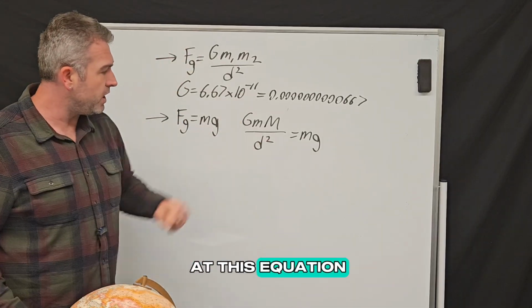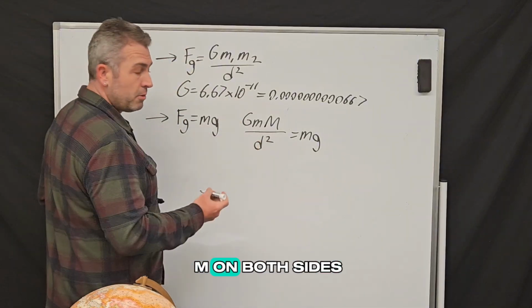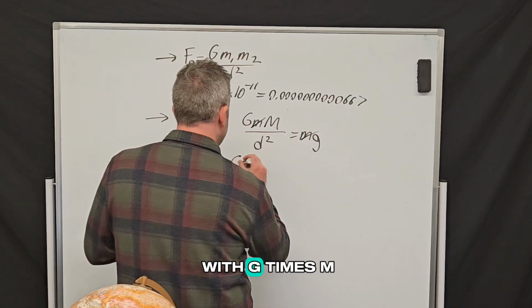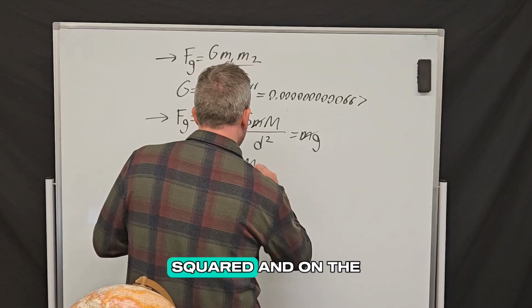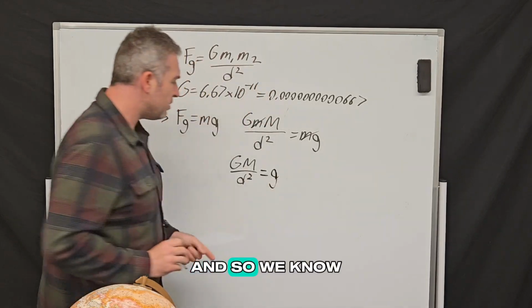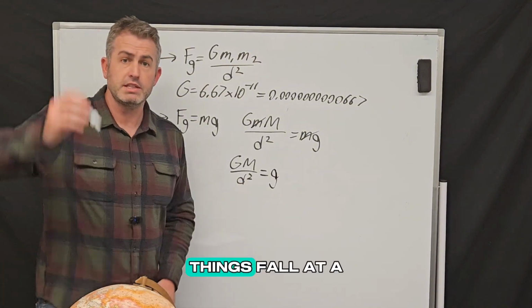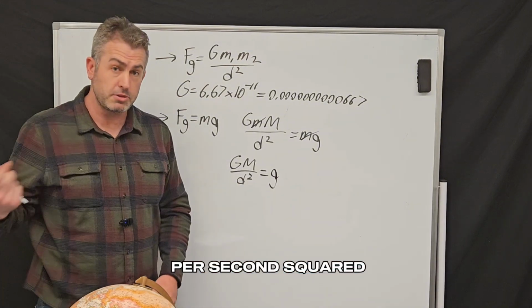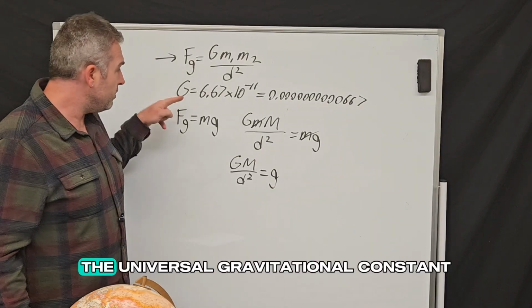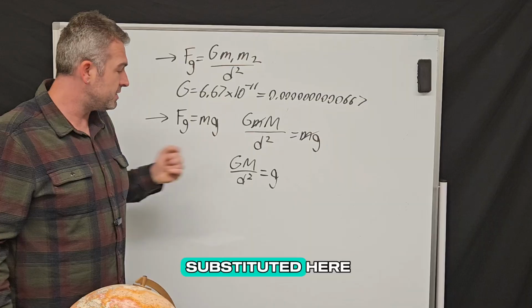So if you look at this equation, there is a lowercase m on both sides. So that's going to cancel out. And so on the left, we are now left with G times M over d squared. And on the right, we just have little g. And so we know lowercase g. Remember, things fall at a rate of 9.8 meters per second squared. So that's going to go here. That's the 9.8. We know G, the universal gravitational constant, so that can be substituted here.